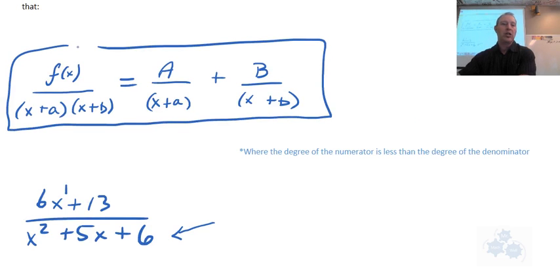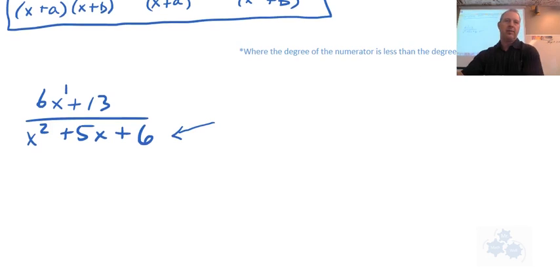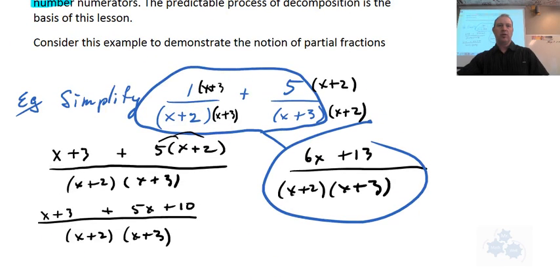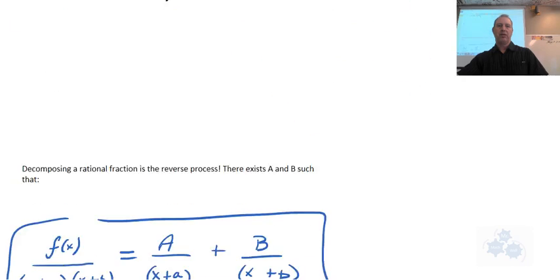So what we're going to do now is go backwards, and I'm going to show you two methods. There's going to be two important parts that we want to learn about in this lesson. So let's take this, and let's try and get back to the original question, which was 1 over x plus 2 plus 5 over x plus 3. Let's see if we can do it.